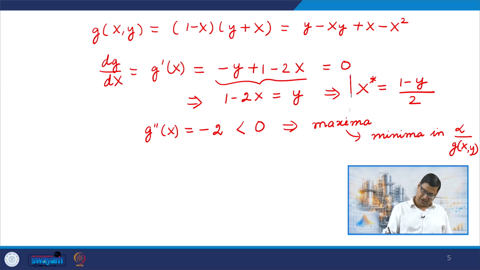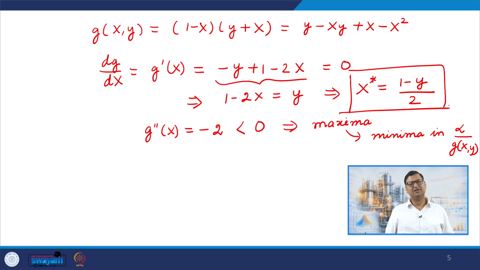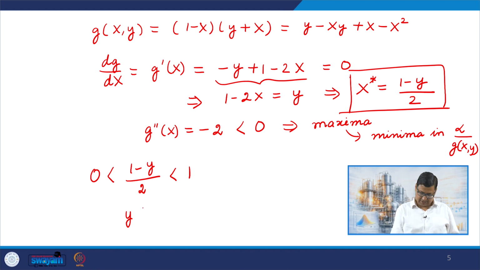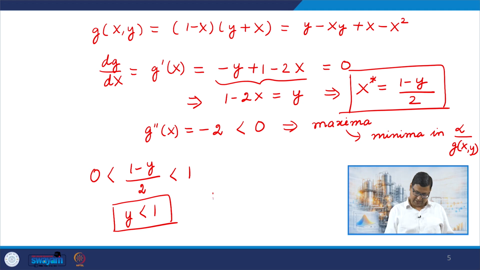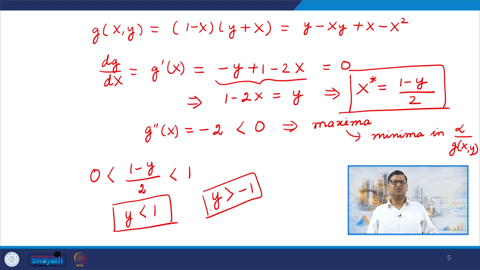So, the question now is whether this value, whatever is corresponding to the maxima of g of x, is lying in the limit 0 to 1 or not, right. So, we have a condition that this value must be in this range. The lower limit gives me something like y less than 1, and the upper limit gives me something like y greater than minus 1, right. The second point is not very important here, because y is the ratio of b to a in the feed. So, it cannot be negative anyway.